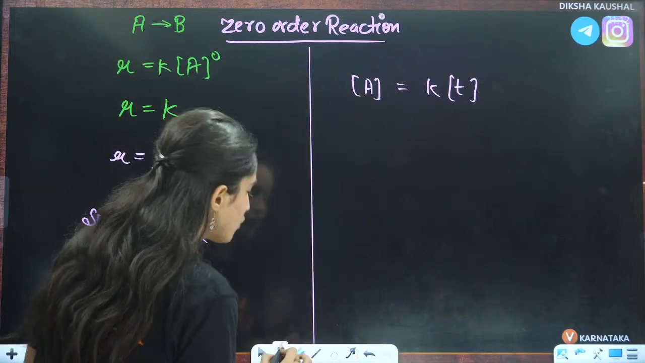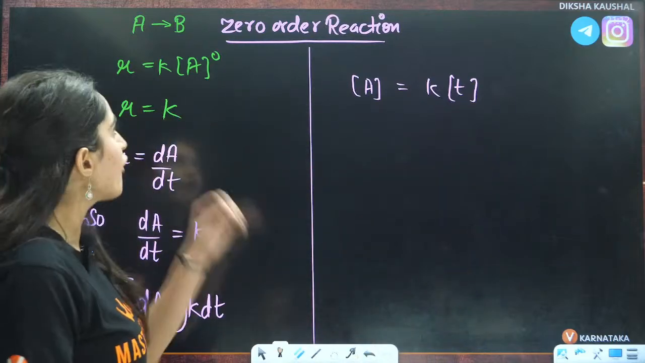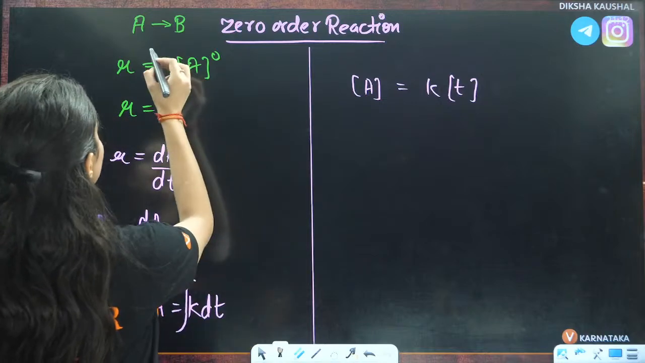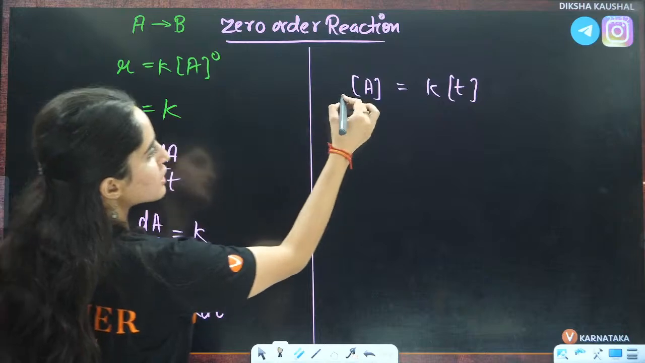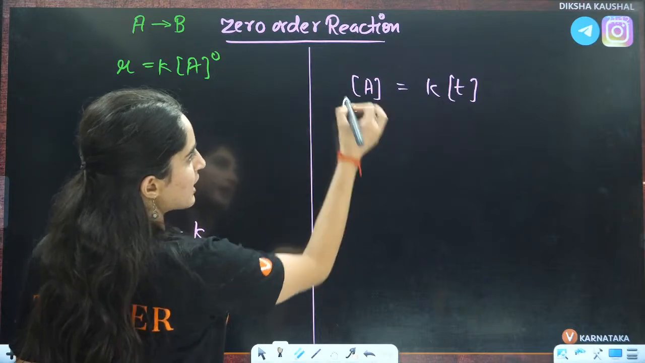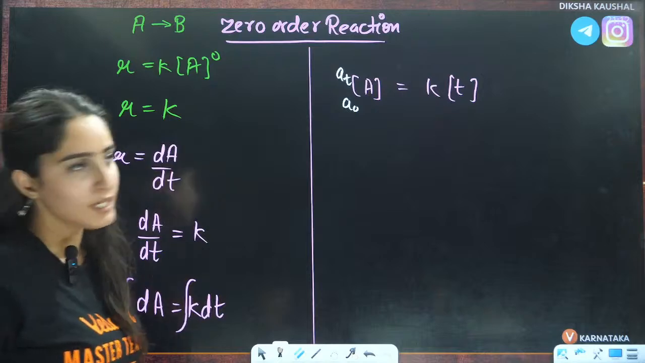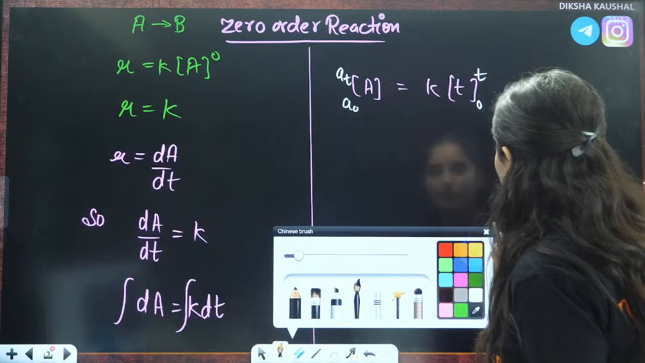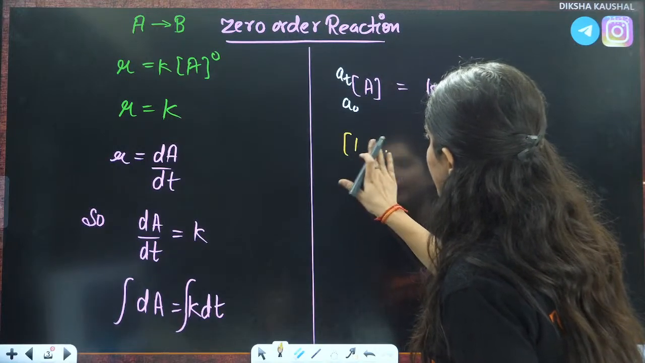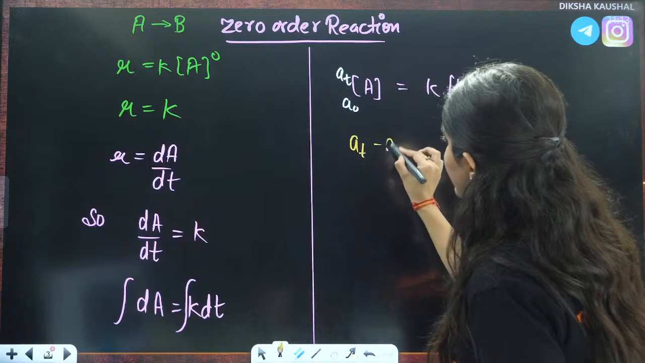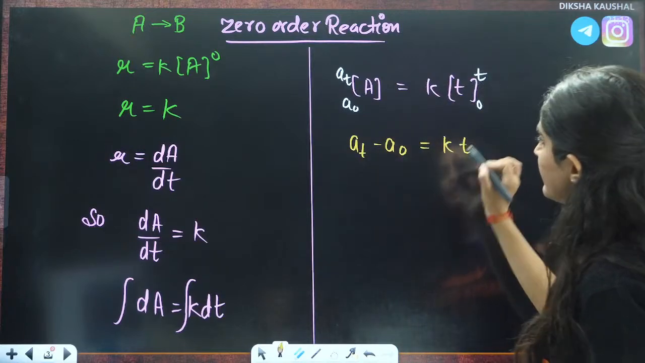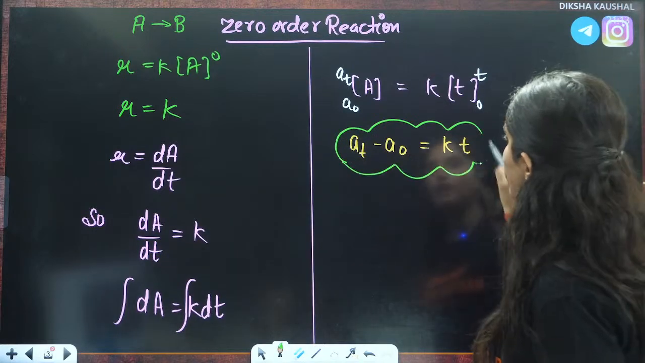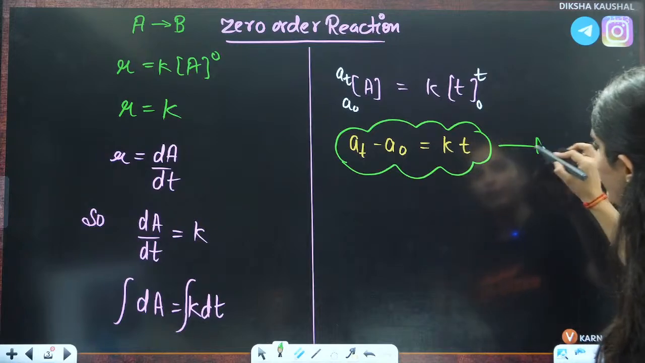Now here we know the initial value of any reactant you talk about. I am taking it as A0 and the final value I am taking it as AT. Here initial time I am taking as 0, final time I am taking as t. So the answer will become AT minus A0 is equals to Kt, and this is your final answer. This is the formula that you need to remember.